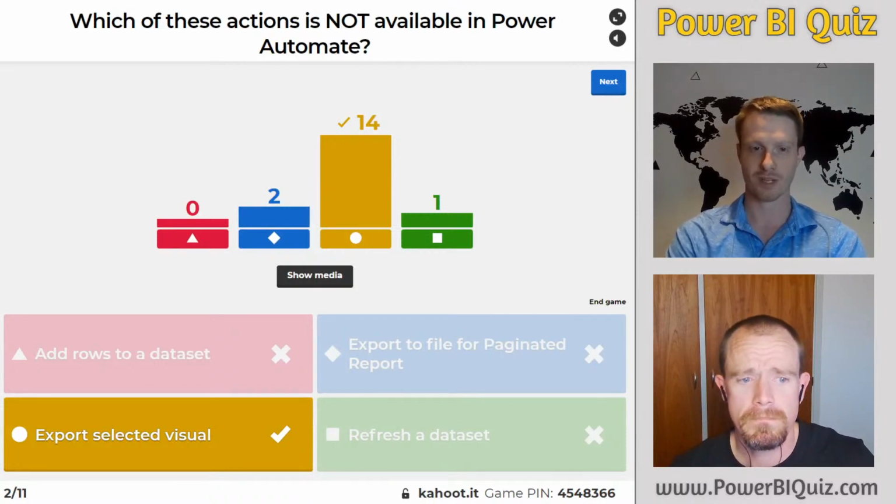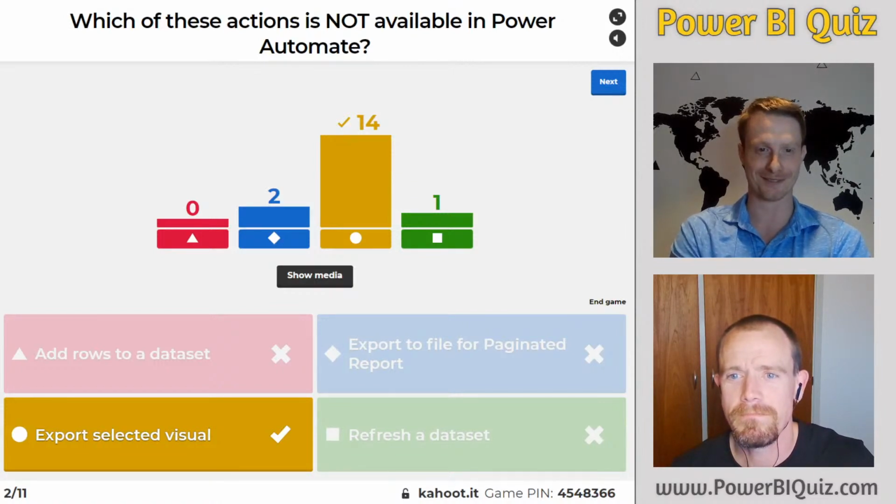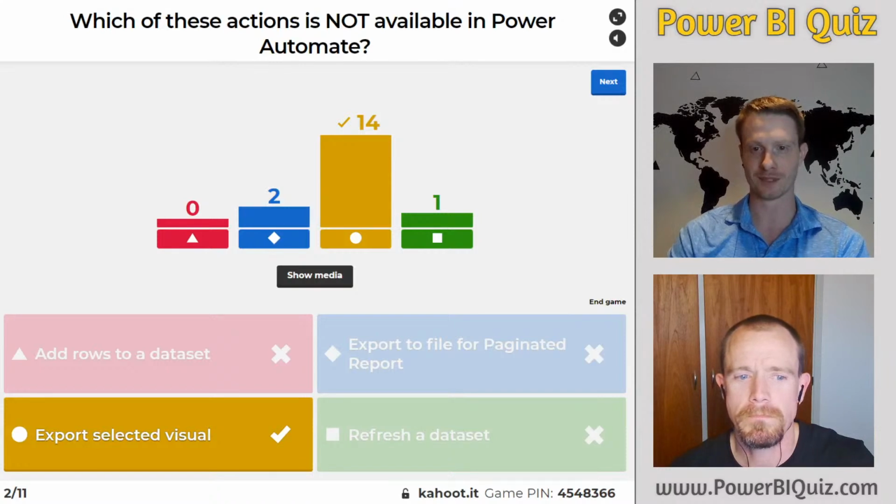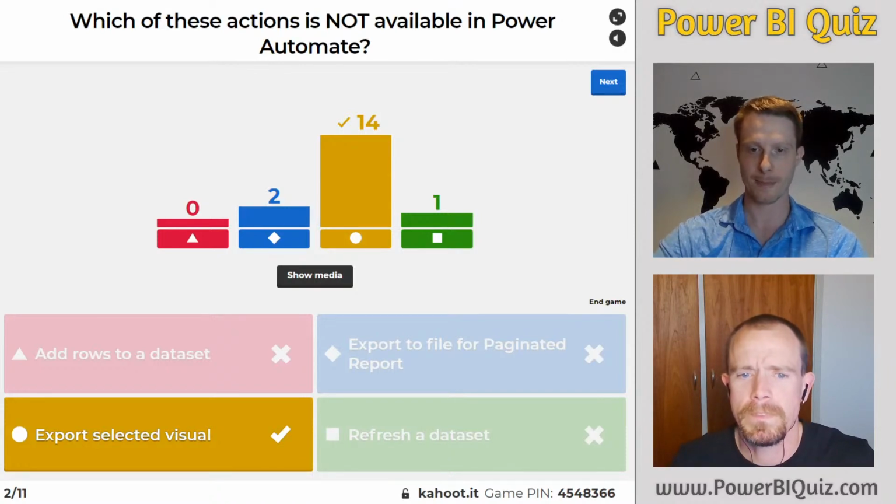Yeah. And then selected visual, obviously you can do that within the web page, but there's not an API for a selected visual like that in Power Automate. Yeah, so a lot of cool stuff you can do with Power Automate in combination with Power BI.